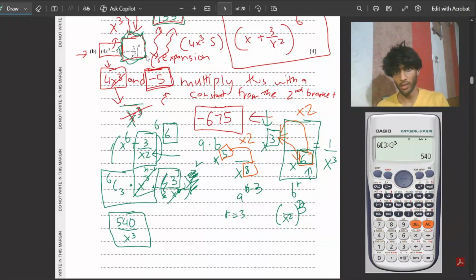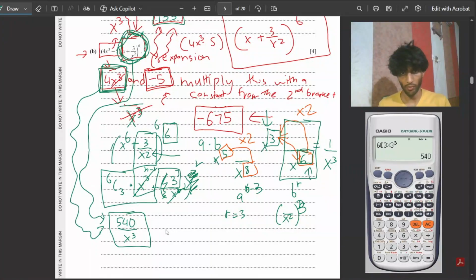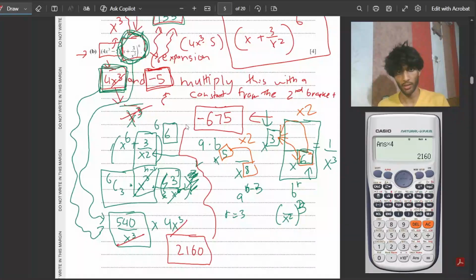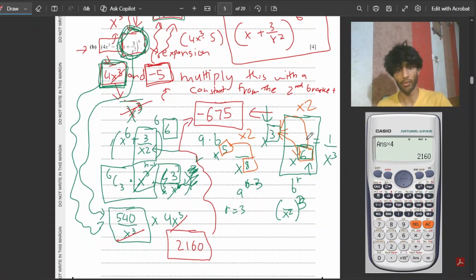Now, this thing right over here, I expand it to get this term, and then remember, I have to multiply it with 4x cubed. So 540 times 4x cubed, that means this thing cancels out with this thing, and then what's 4 times 540? That's going to be 2160. And so this is one of the terms that is independent of x, and this other term, negative 675, is also independent of x.